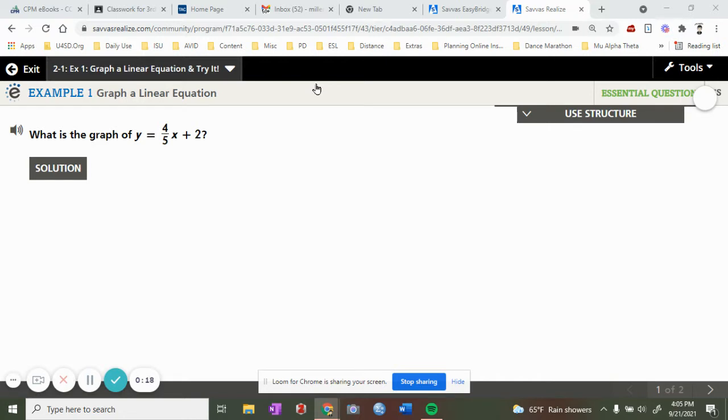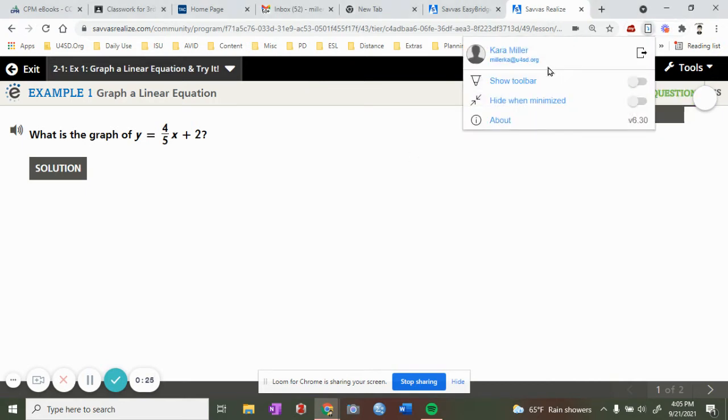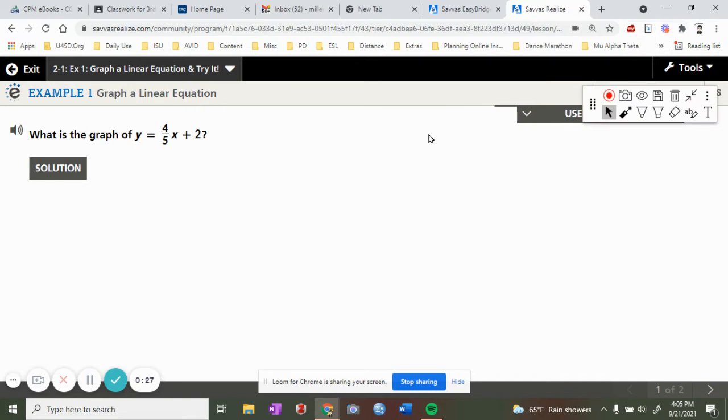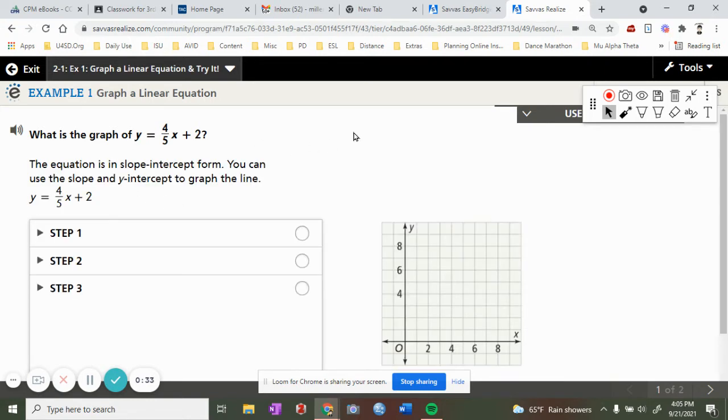In this example, I am certain that in previous math courses you have had the opportunity to graph lines. So let's see what we remember, and then we'll take a look at how we can progress from there. We have an equation, y equals 4/5 x plus 2, and what we want to do is get this onto our coordinate plane.